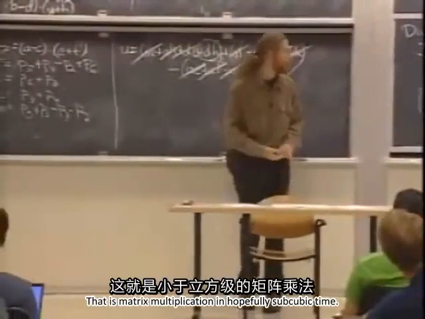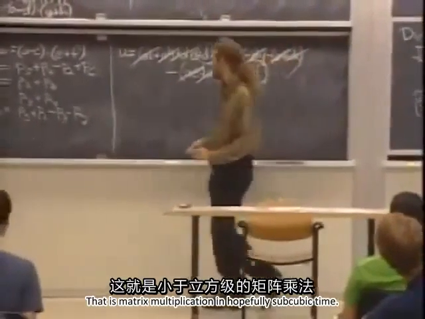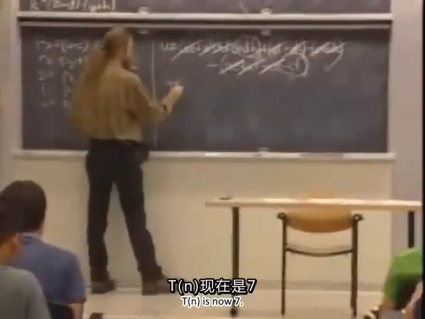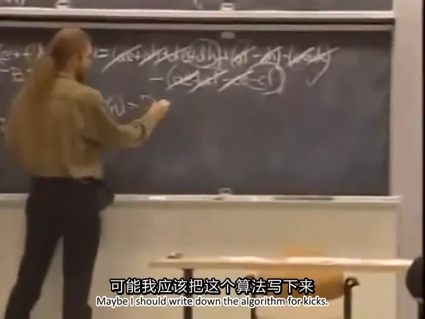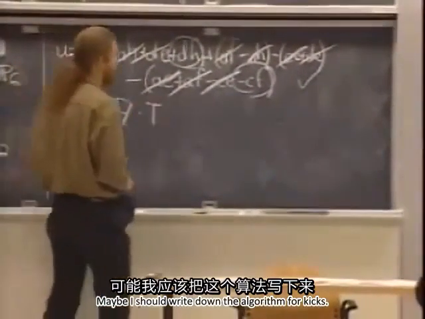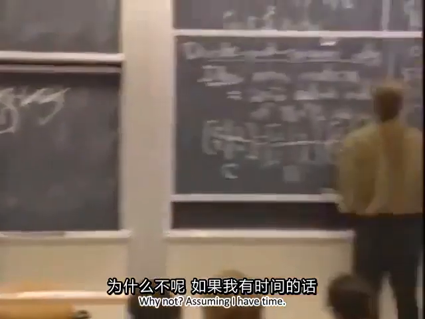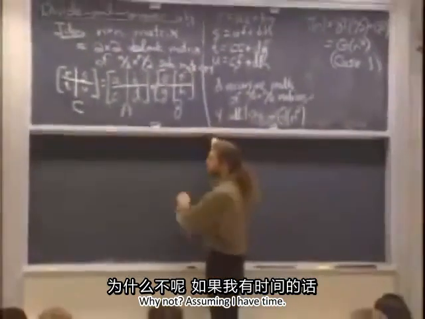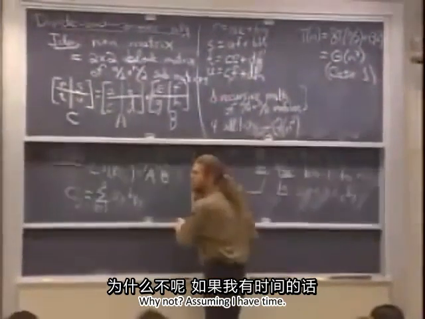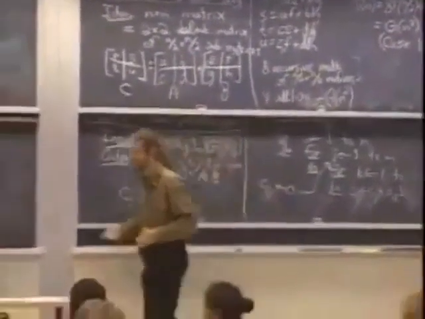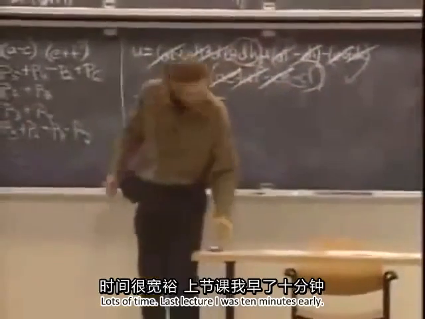That's matrix multiplication in hopefully subcubic time. Let's write down the recurrence. T of n is now 7. Maybe I should write down the algorithm for kicks. Why not? Assuming I have time. Lots of time.